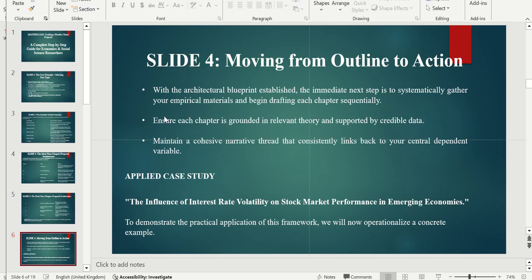Now moving from theory to practice. Now that we understand the framework, the next step is implementation of your plan. Many students spend months thinking about writing instead of actually writing. My advice is simple. Start drafting one chapter at a time. Don't wait until everything becomes perfect.